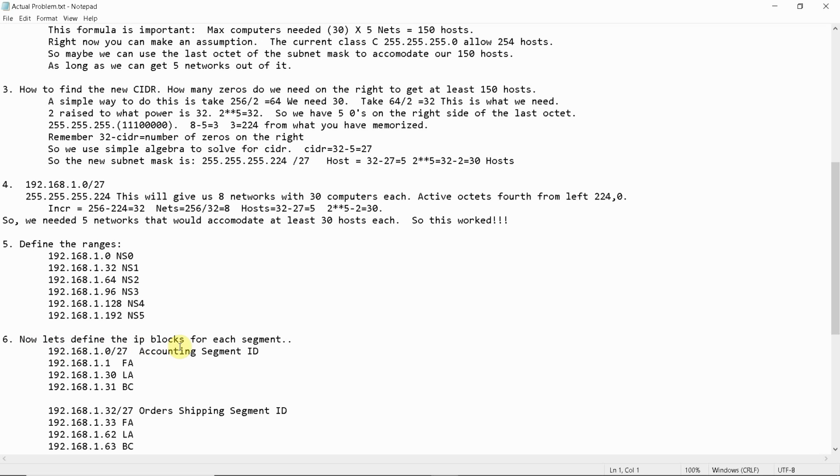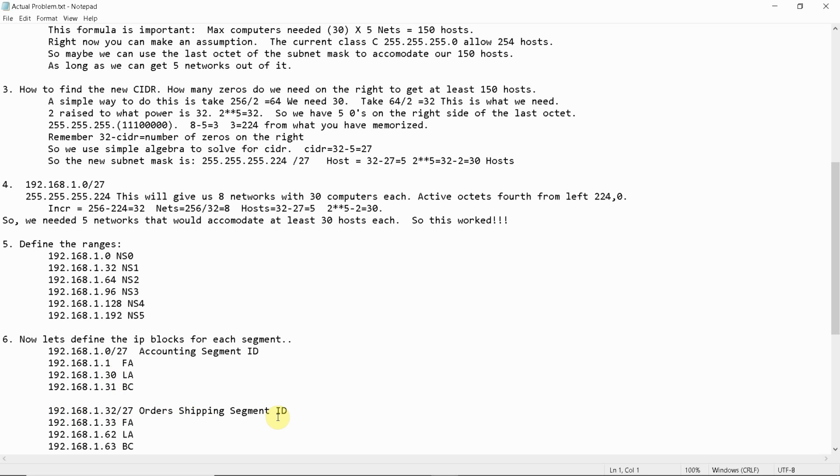Now we can define the IP blocks for each segment. Here's the first one. You know how to do this. You add 1 to that, get the first address, the last address, and the broadcast address. Why? Because we know the next one already, right? It's 32. Remember, we subtract 1. Subtract 1 from that, 31. Subtract 1 again, 30.